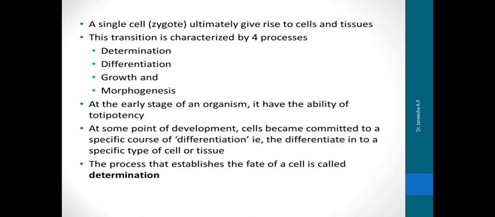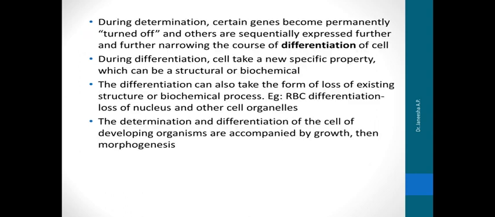As a result of the determination, the cell is differentiated into a specific type of cell or tissue. So once the fate of the cell is determined, that cell develops only into that, not the others. During determination, certain genes become permanently turned off and others are sequentially expressed, further and further narrowing the course of differentiation. So once a cell is determined, you have to become this kind of cell or that kind of cell.